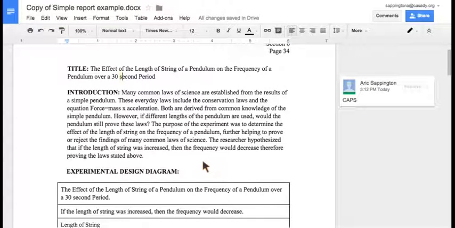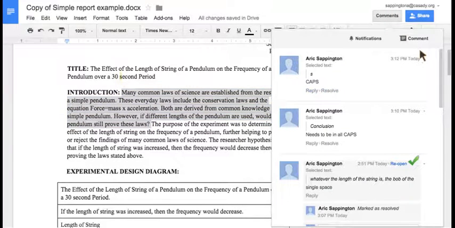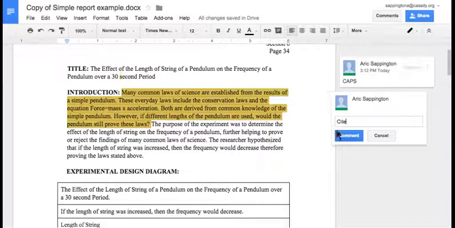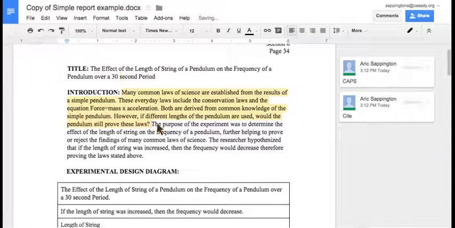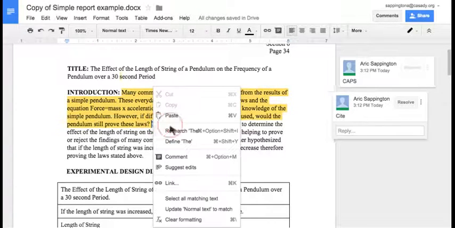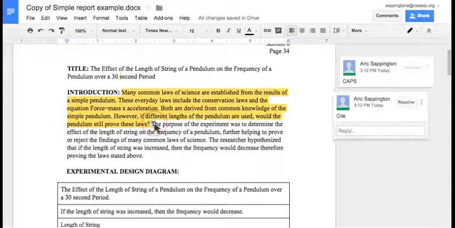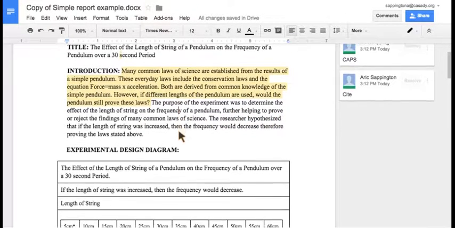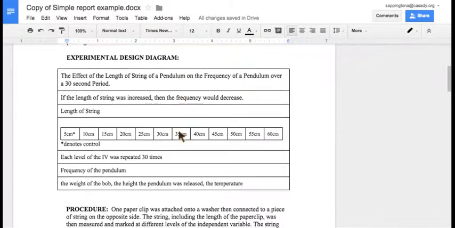Introduction. The introduction needs to have 3 parts. One is the rationale, and it needs to be cited. Here's the rationale. They did not cite it, so you can comment on that and tell them to cite the data that they've done there, or the information they've put there. Then you need the purpose. Here they have been quite explicit. You said the purpose of the experiment. The purpose of the experiment was, and then the hypothesis, the researcher hypothesized. So they did a good job there. No personal pronouns. Spelling and grammar looks good.